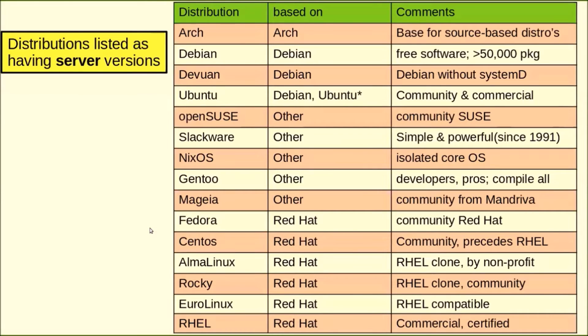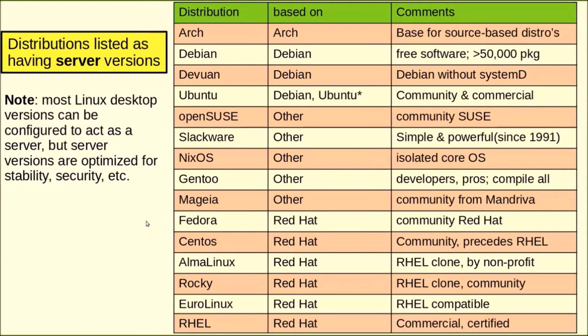And I said, okay, a lot of these distributions have server versions. And again, almost any Linux desktop, if you know what you're doing and you're persistent, you can make it a server. But these distributions have optimized it and have special tools sometimes. And so you see Arch and Debian and Ubuntu. Ubuntu is both for the desktop and a server. And so these are what I call the root distributions. They were at the top and people kind of build off of them.